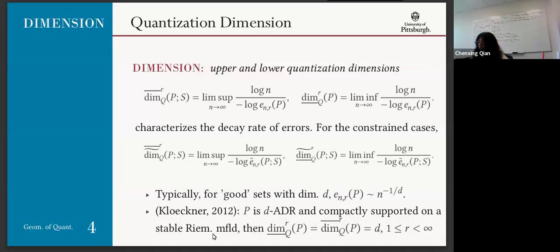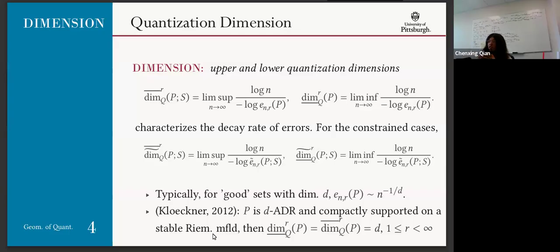Next is the dimension problem of quantization. The aim of the quantization dimension is to study the rate of decay of the errors. Precisely, the lim sup and the lim inf are called the upper and lower quantization dimension in this case. In a similar way, we can define the constrained quantization dimension in terms of the error quantity e tilde n,r, as I just introduced in the previous slides.